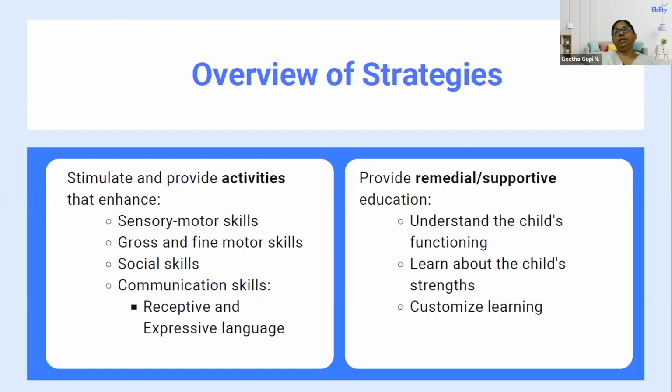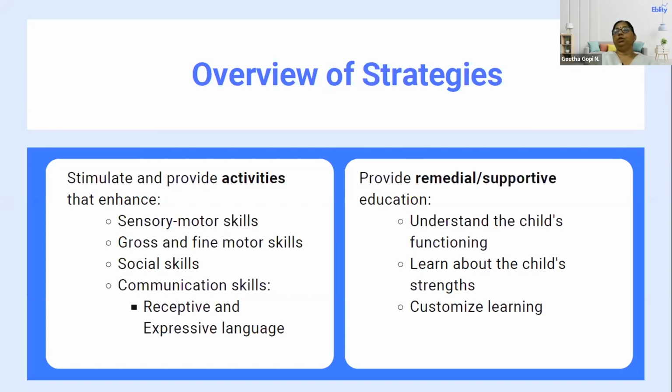So, just a general overview, an umbrella of the strategies that we can use, since we know how child speech and language development takes place and what is necessary for good speech and language development, you try to provide those kinds of activities within your school settings, or when you're teaching any language, but especially the language which will be the medium of instruction in school. You can stimulate and provide activities that will enhance or boost sensory motor skills, both gross and fine motor skills, social skills, and communication skills, which involve both receptive language as well as expressive language.